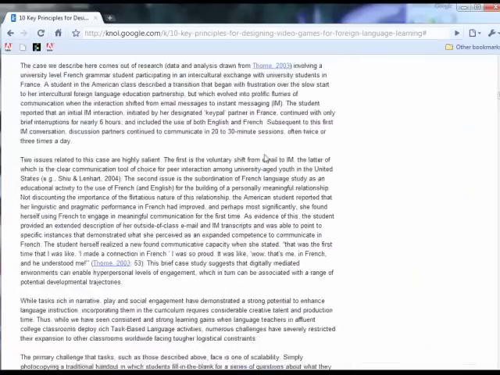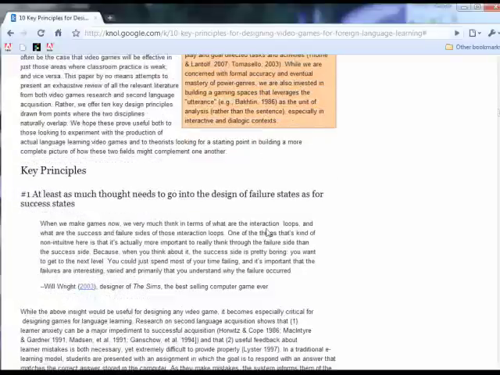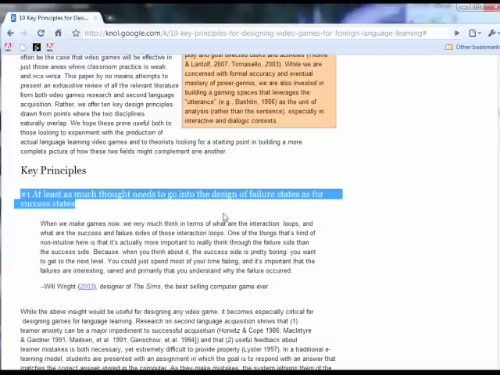I'm going to focus first on just the first key one, which I think is the most important shift we need to make in our thinking and probe our perspectives. And so that's this principle. At least as much thought needs to go into the design for failure states as well as success states. And so just even separate from language learning, this is a hugely important principle for designing good learning games, or just games in general. Will Wright, the creator of The Sims and many other top-selling games, really attributes the way that he thinks about failure as why his games are so successful and where he puts the most thought when designing a game.